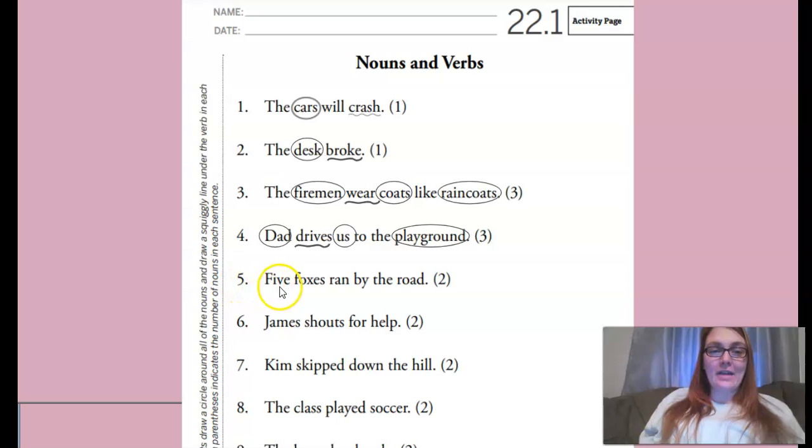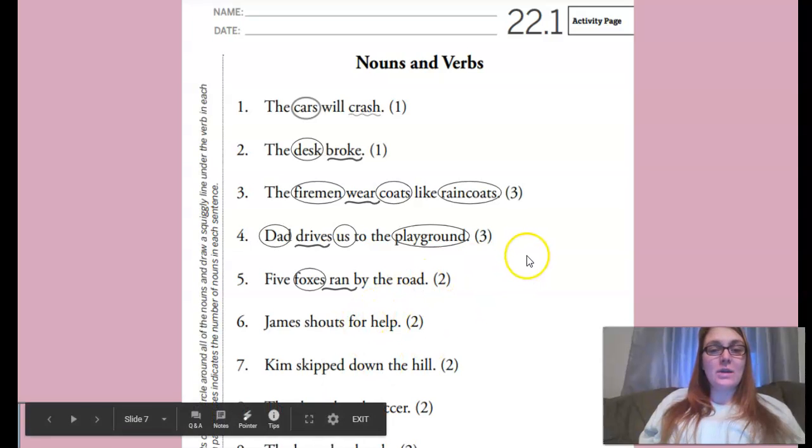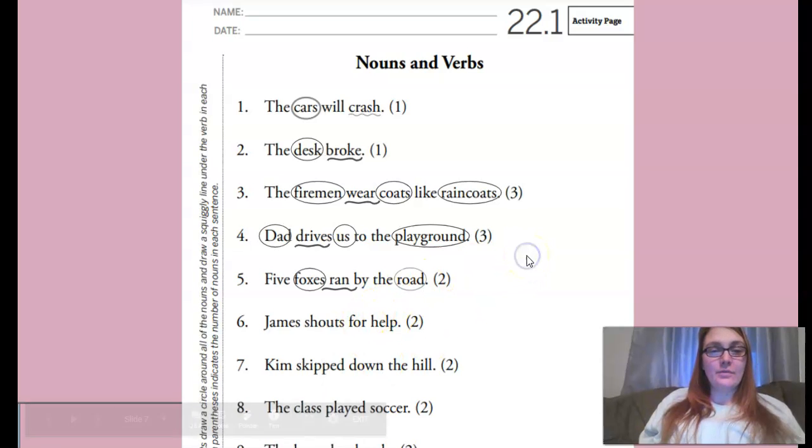Okay, and number 5. 5 foxes ran by the road. Okay, 2 nouns this time. Foxes are things, and the road is a place. And then the action verb is ran. I just forgot to circle road. Apologize for that. So make sure you circle road as well. And then ran is our action verb. It's what they did. The foxes ran. Okay, so you will finish the rest of the sheet on your own. Oh, there it is. There's road. Sorry about that.